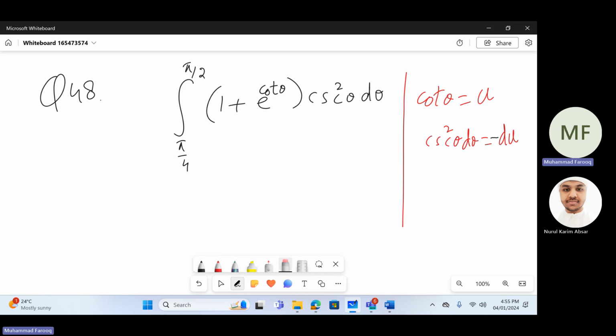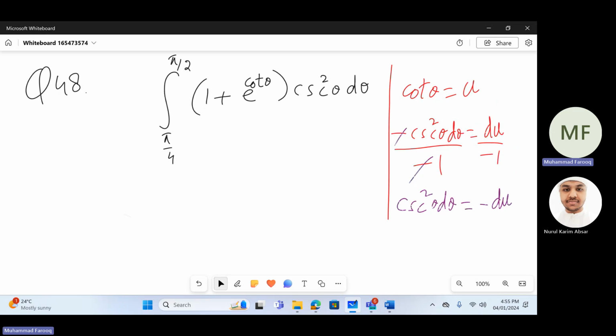Cotangent derivative is negative cosecant square theta. Yes or no? Now, if you go back here, I don't have a negative sign in the question, so this negative sign is extra for me. What I did, I divide both sides by -1. When I divide both sides by -1, this is cancelled out. I have now cosecant square theta d theta, however this side is negative du. That's it? Okay.